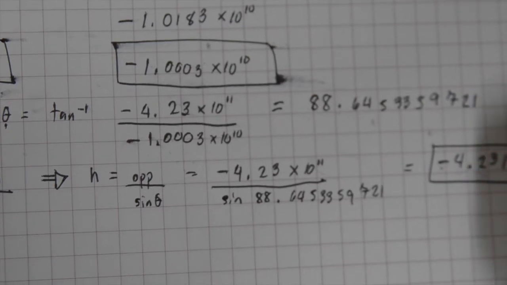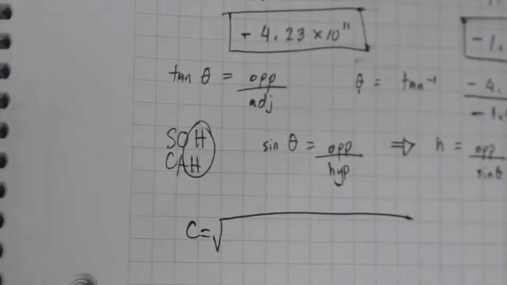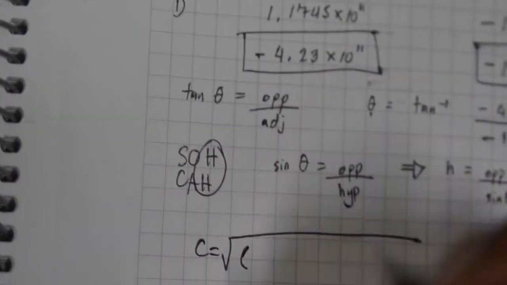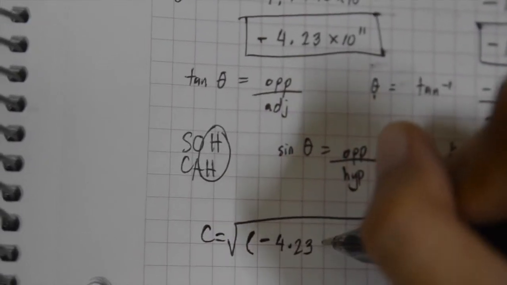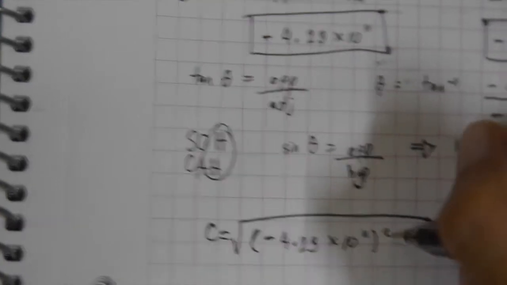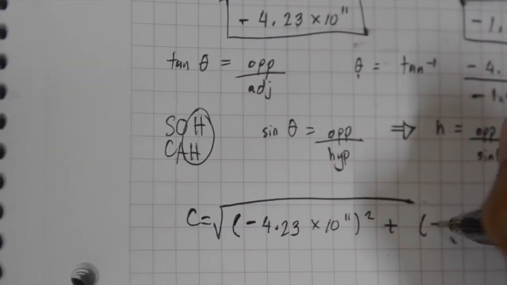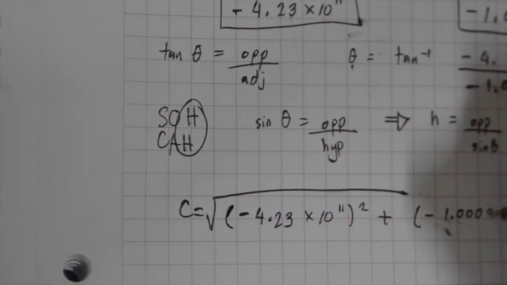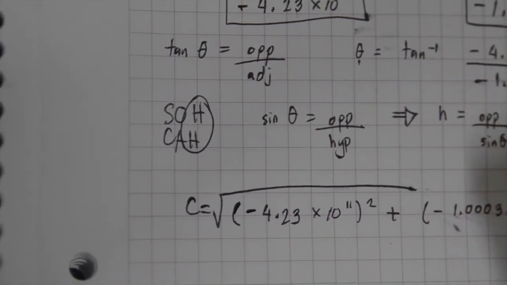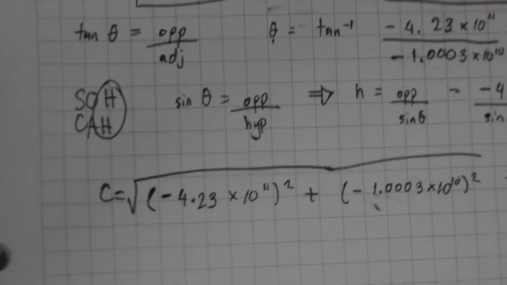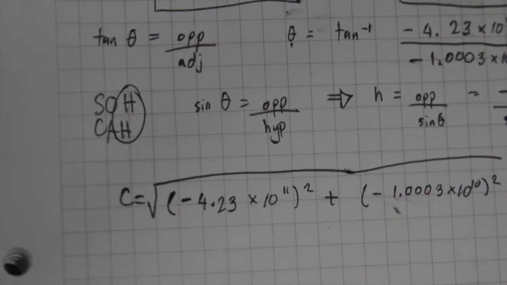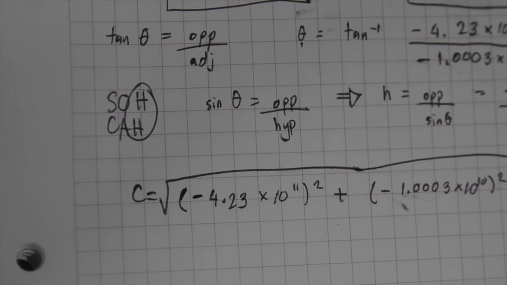So now this is our resultant force. Again, you can also use the Pythagorean theorem. It's totally fine. We can use this negative 4.23, the horizontal and vertical components, plus negative 1.0003 times 10 to the 10th squared, and it will still give us the same answer. That's negative 4.2312 times 10 to the 11th.